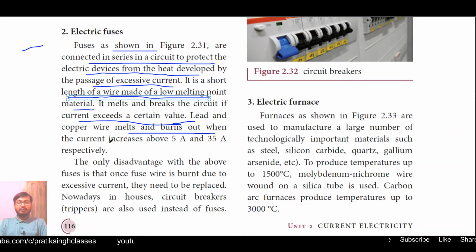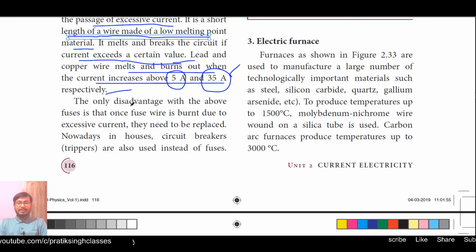An alloy which is a mixture of lead and copper melts and burns out when the current increases above 5 ampere and 35 ampere respectively. Lead melts at 5 amperes and copper melts at 35 amperes. The only disadvantage with the above fuses is that once the fuse wire is burnt due to excessive current, it needs to be replaced. It cannot get auto-corrected.